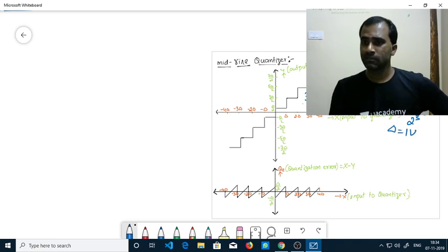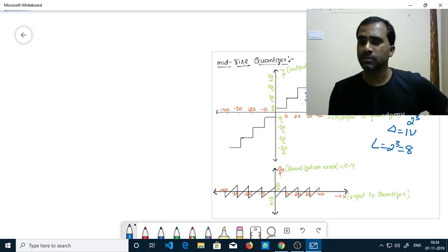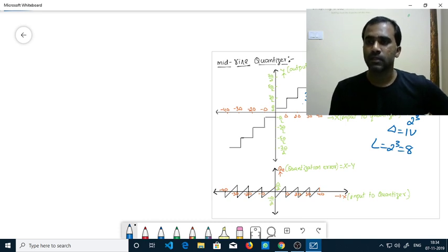So here step size is 1 volt, and the number of quantization levels L is 2 power 3, which is equal to 8. Which means the total voltage from -4 to +4 is divided into 8 regions or 8 parts. So each part is of size 1 volt. I'm just taking an example for you to understand it better. So all the voltages from -4 to +4 are divided into 8 parts. Each part is what we call a step size.